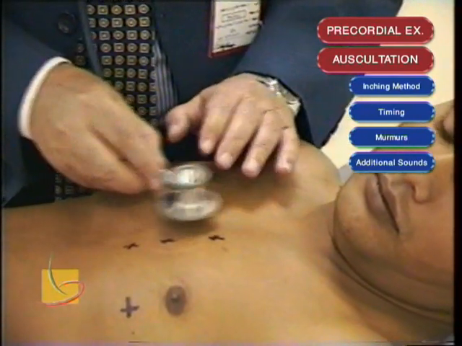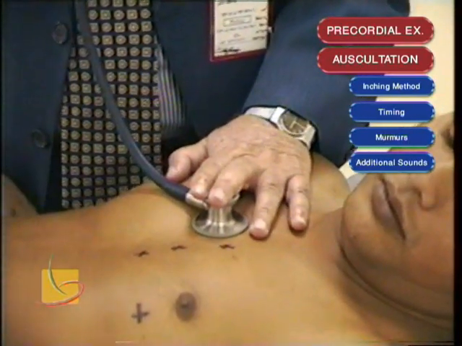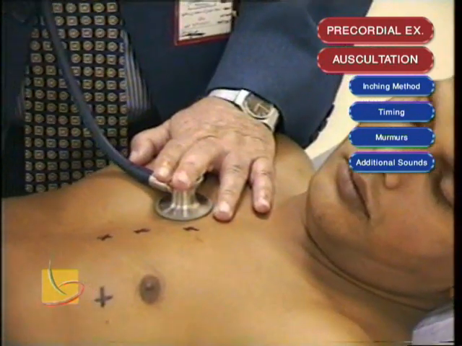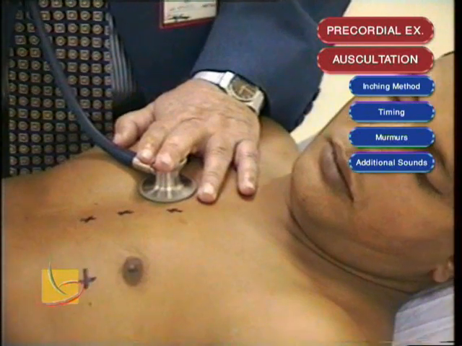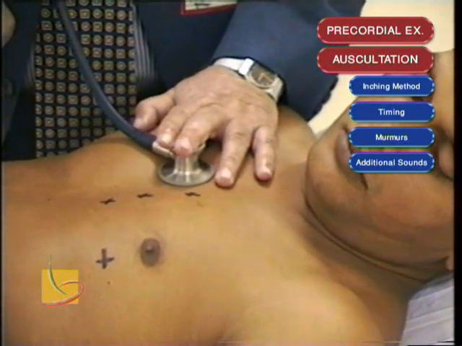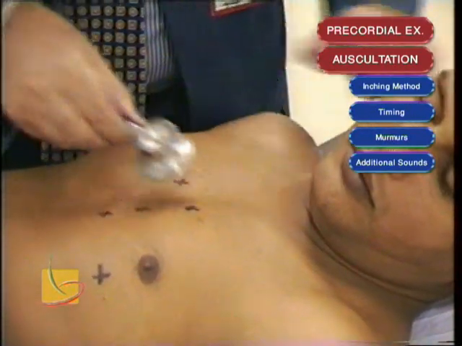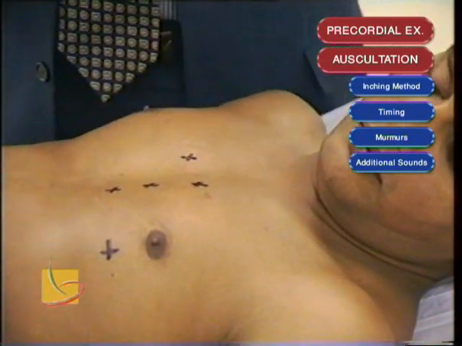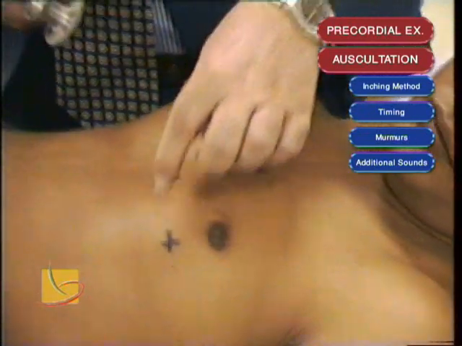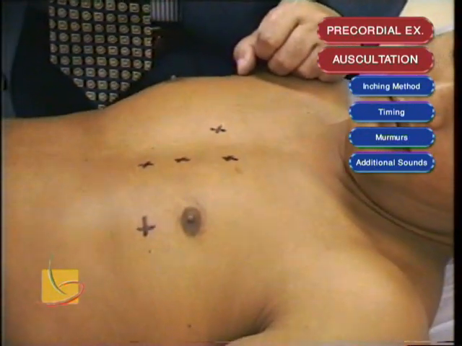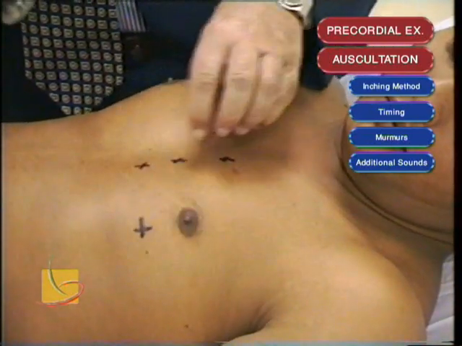Then after the pulmonary area, I go to the first aortic area to try to appreciate if there is ejection systolic murmur due to aortic stenosis and if there is early diastolic murmur due to aortic regurgitation. So look here, roughly speaking, the distance between every area and the other is about 1 inch in average body habitus. So we call this the inching method.